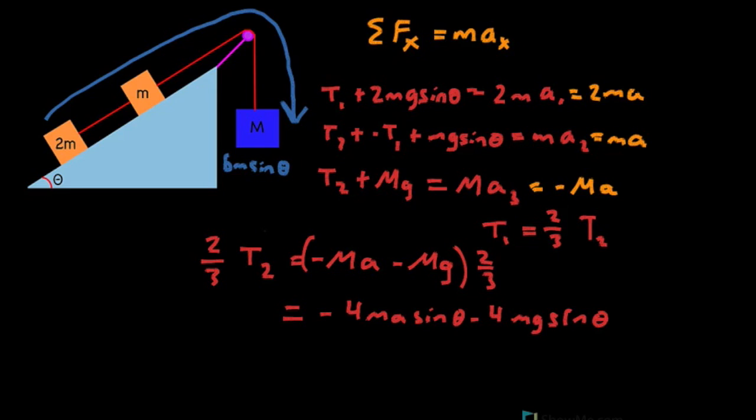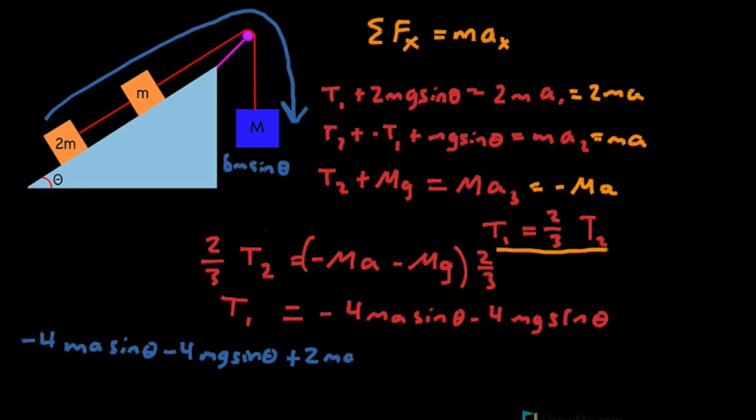Now we also know that t1 is equivalent to 2/3 of t2, and so we can substitute here t1. And now that we know t1 in terms of just a, we can plug that in to the very first equation. So we have minus 4ma sine theta minus 4mg sine theta plus 2mg sine theta equals 2ma.